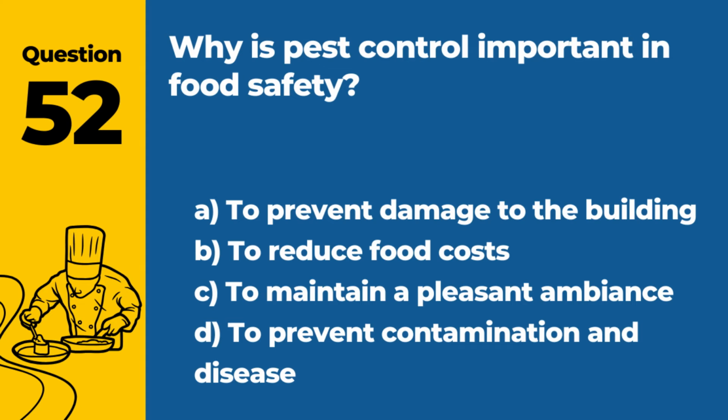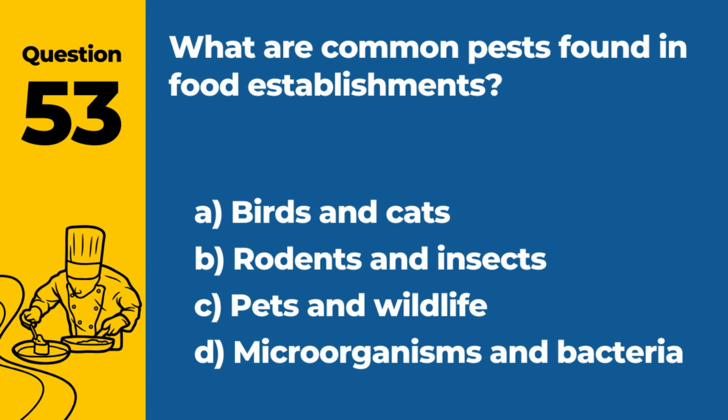A. To prevent damage to the building. B. To reduce food costs. C. To maintain a pleasant ambience. D. To prevent contamination and disease. Answer. D. To prevent contamination and disease. Pest control is important in food safety to prevent contamination and the spread of disease by pests, which can compromise food safety. Question 53. What are common pests found in food establishments?